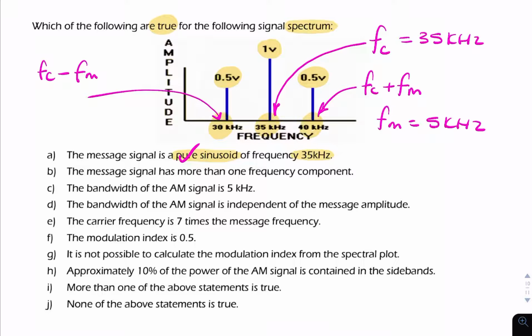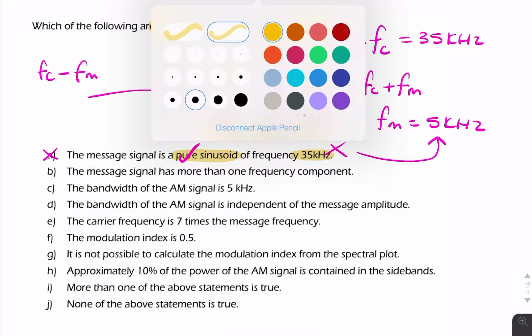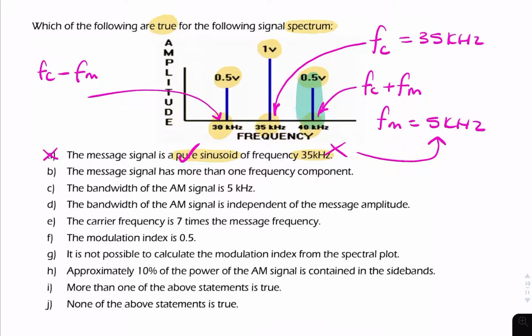That's correct. But the frequency isn't 35 kilohertz. The frequency is 5 kilohertz. So option A is false. B, the message has more than one frequency component. Now, even though it looks like there's 1, 2, 3 frequency components, actually the sideband, the upper sideband, that is what the message looks like, one frequency component. So there's a single frequency component in the message at 5 kilohertz. So it doesn't have more than one.